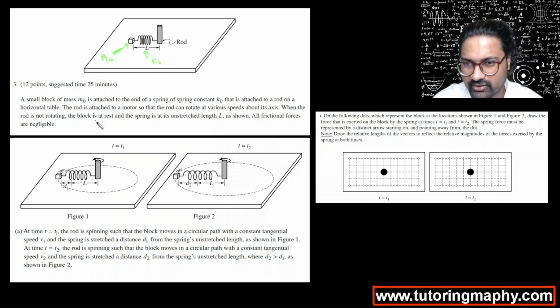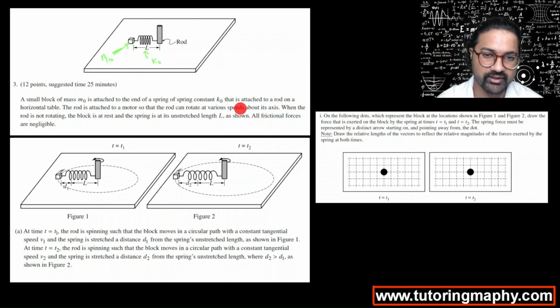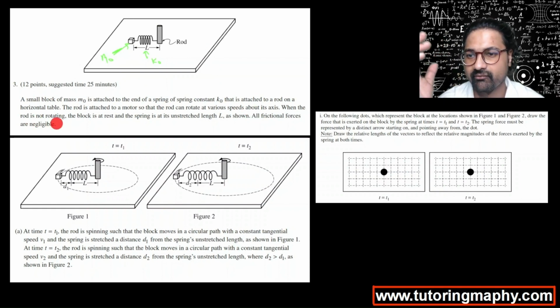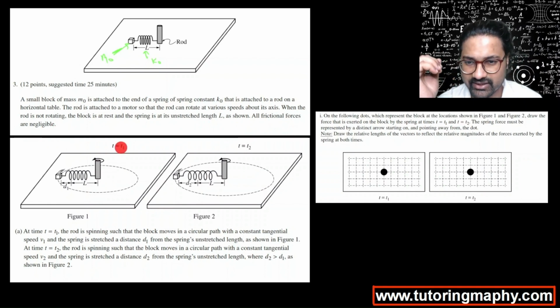And this is on a horizontal table, and a rod is attached to a motor that can rotate at various speeds about its own axis. When the rod is not rotating, obviously the block is at rest and the spring is at its unstretched length L, so this is its natural length, and all the frictional forces are negligible. That's a relief.